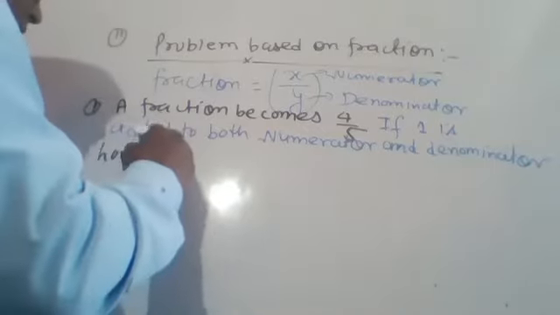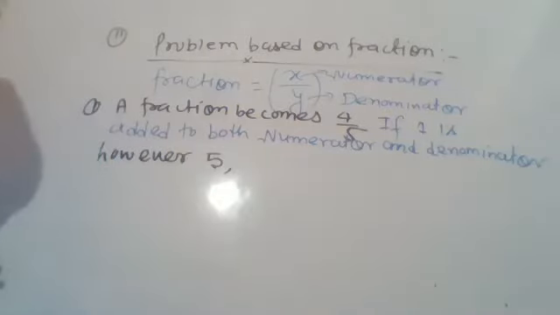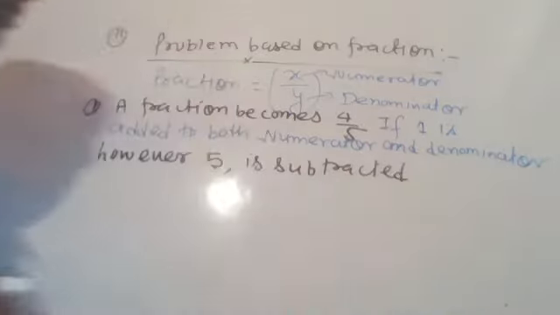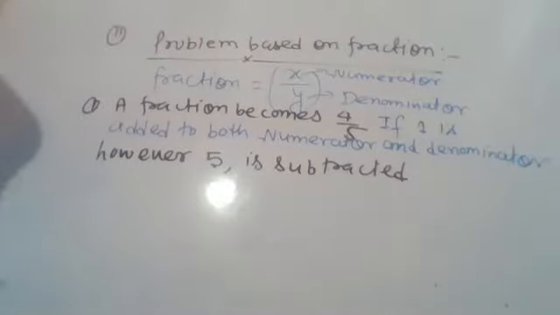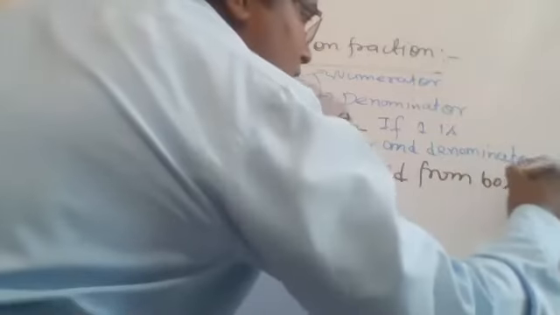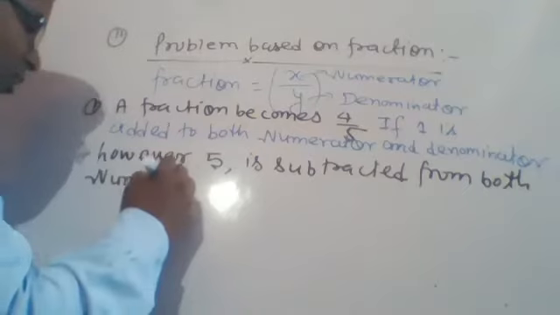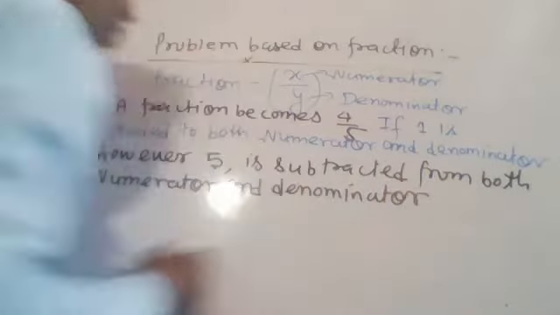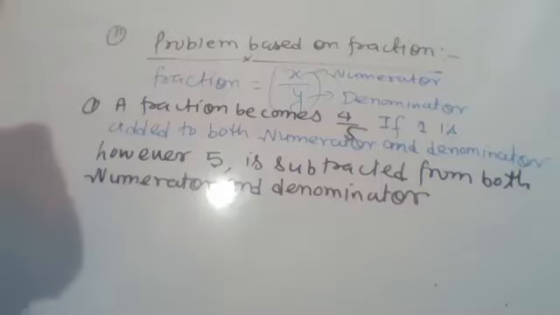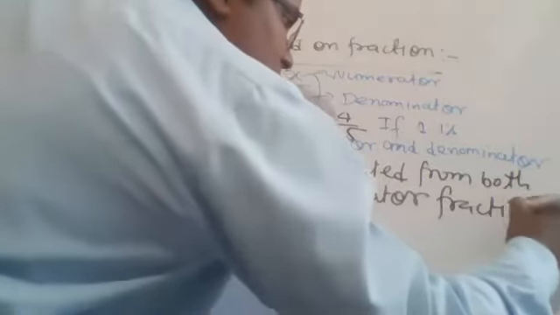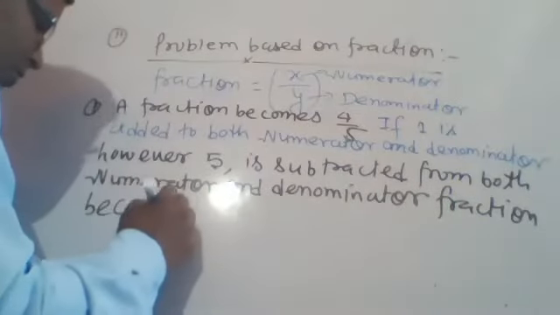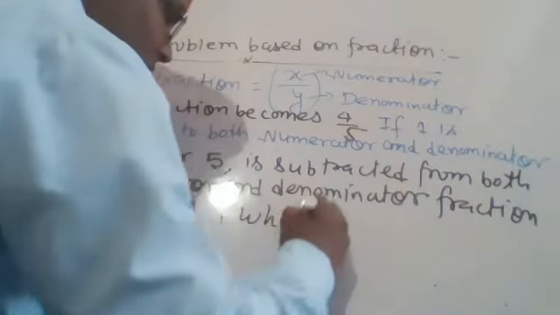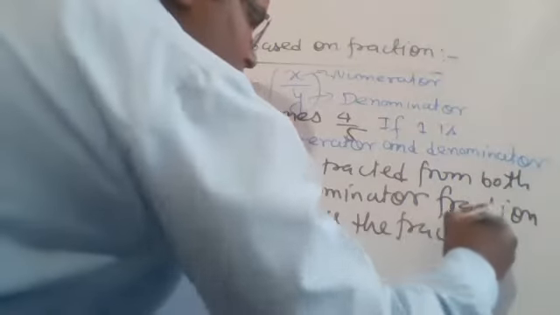However, if 5 is subtracted from both numerator and denominator, the fraction becomes 1 by 2. Then what is the fraction?